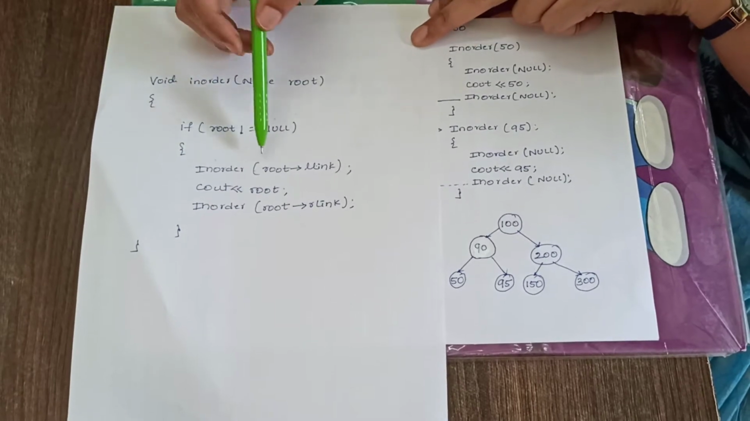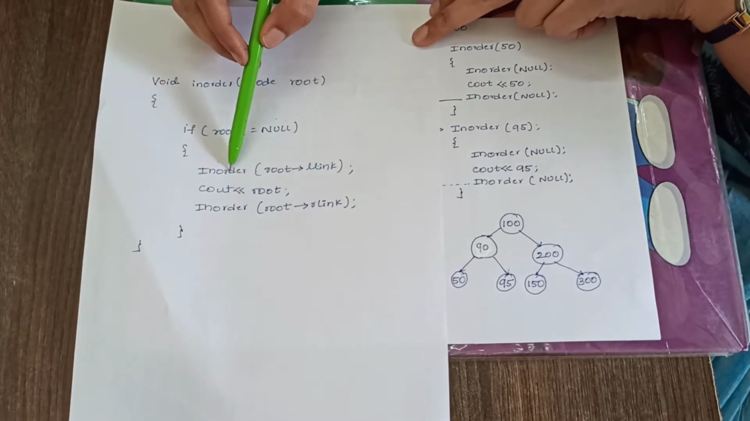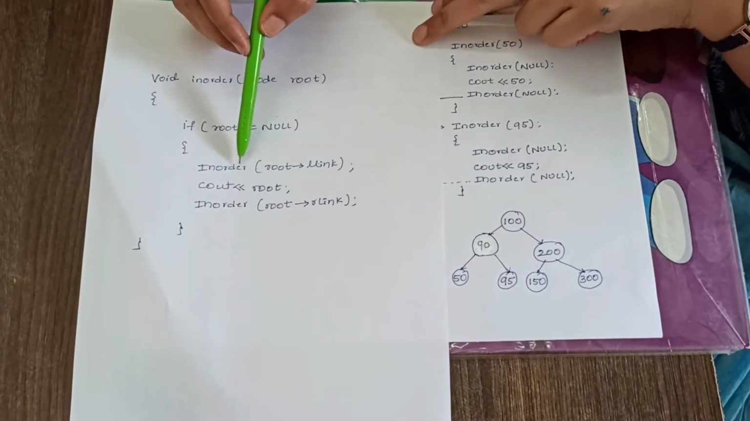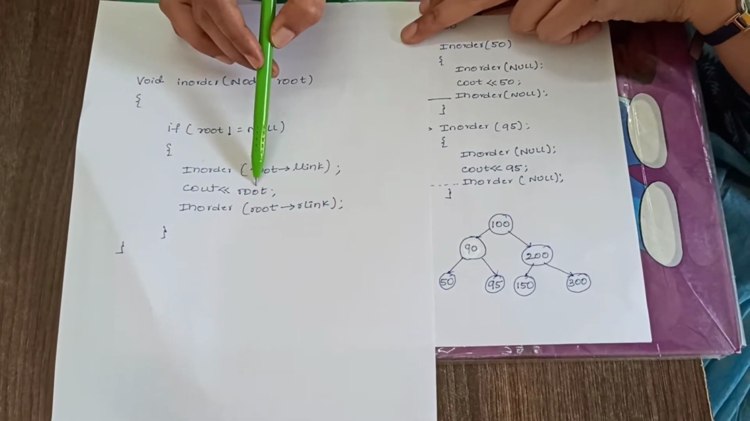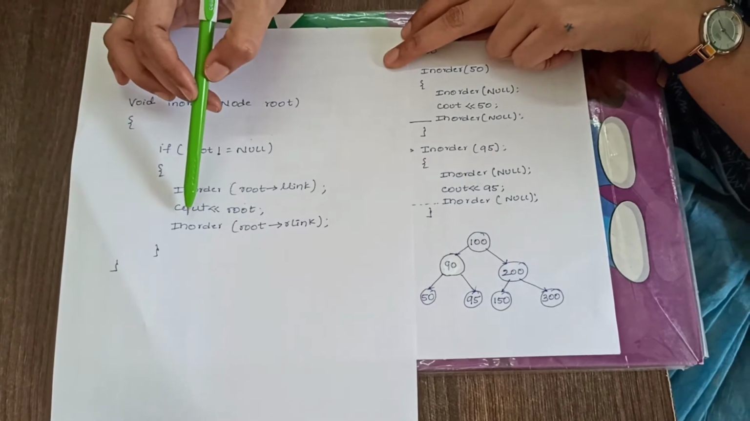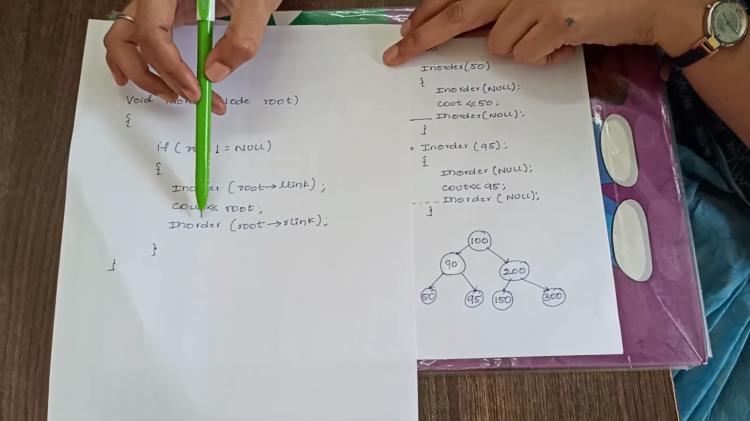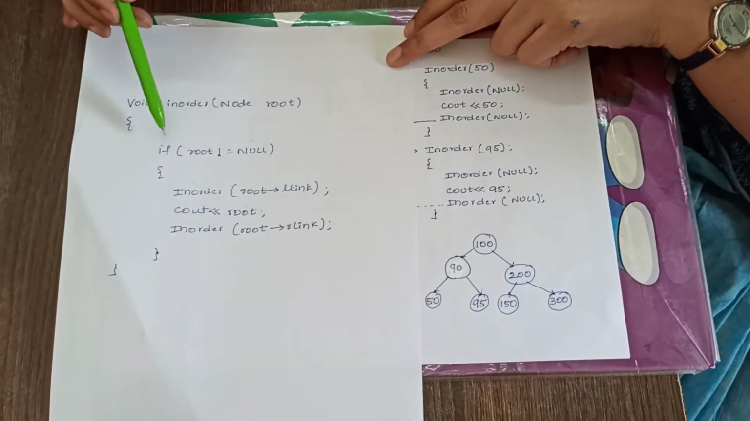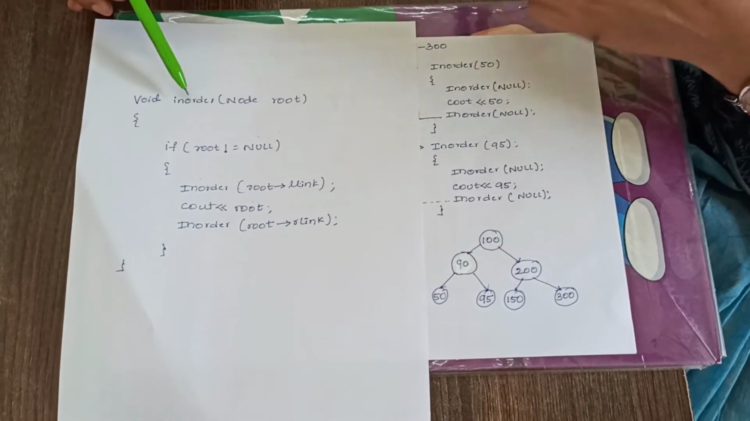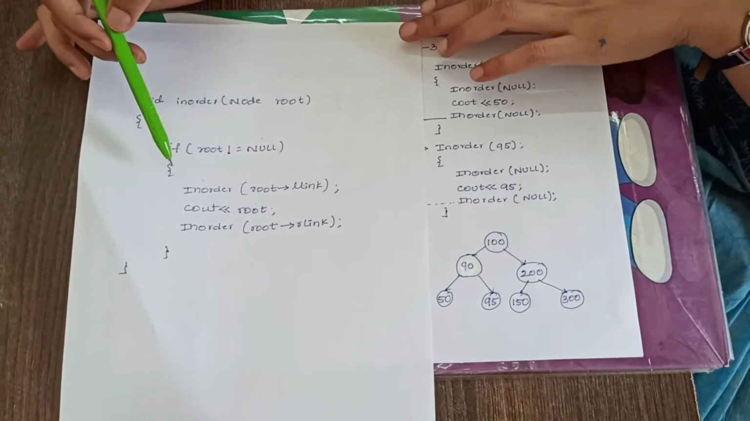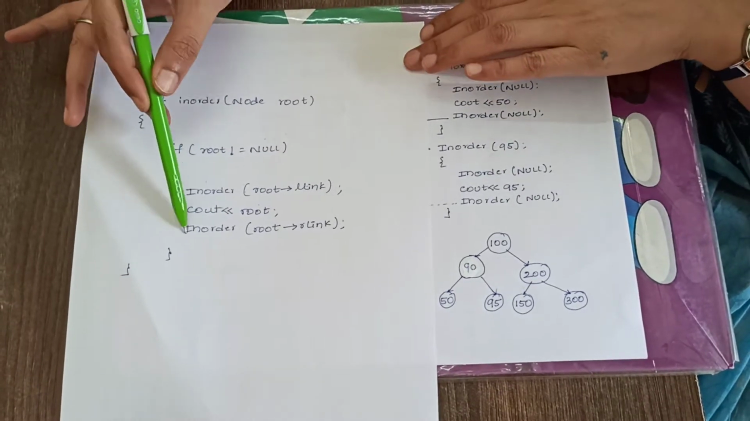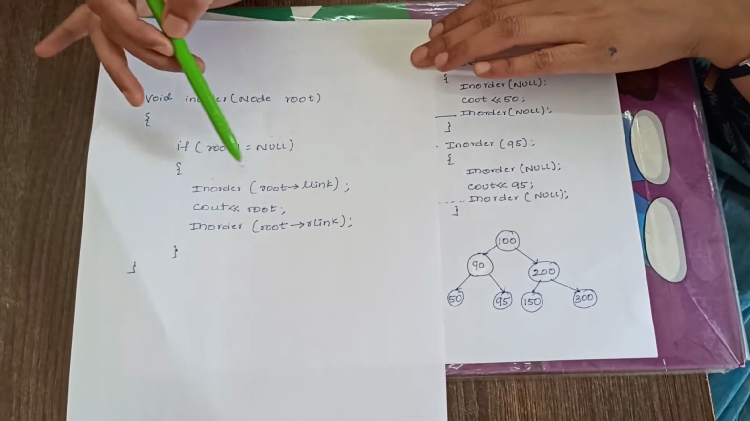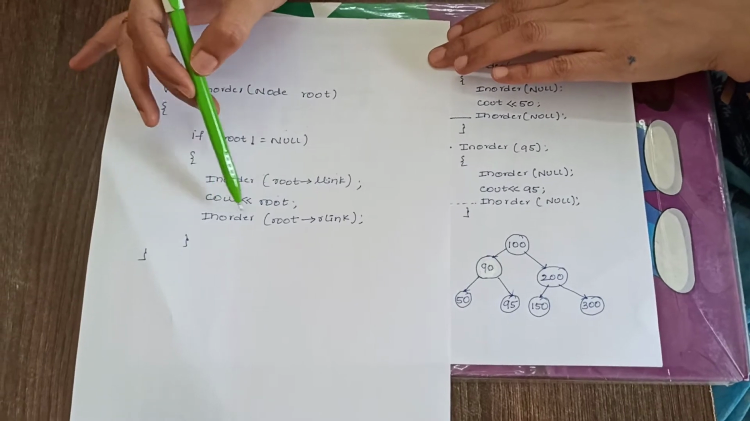So here the first statement is what? The Inorder function recursively calls itself, and then displays the value of the root node, and again the Inorder function calls itself recursively. I mean to say, to process the Inorder function, it calls itself recursively twice. One is for the left link and one is for the right link.